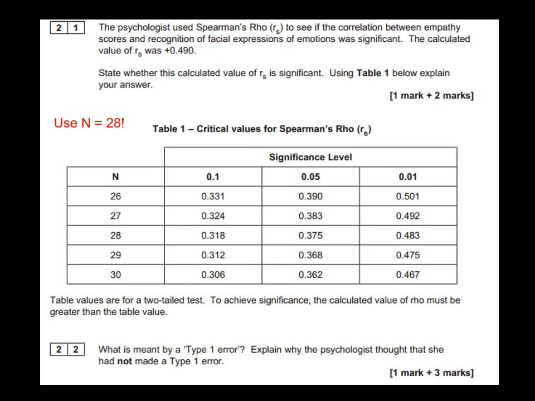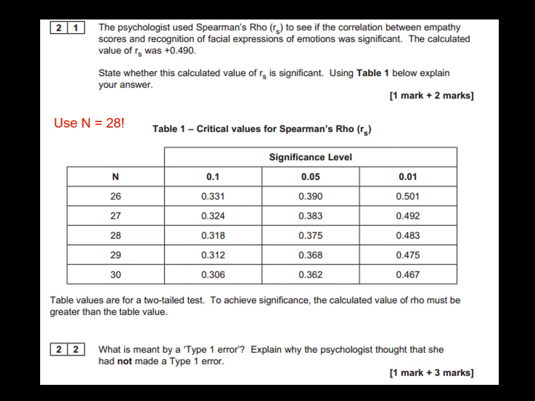So it has to be greater than the table value. The table value is 0.375. Our calculated value, we can see back from the question, was 0.490. So therefore, the result from this experiment is significant because the calculated value is higher than the critical value found in the table. Ta-da! We'll have a look at the mark scheme for this in a sec, and see how they spell it out.